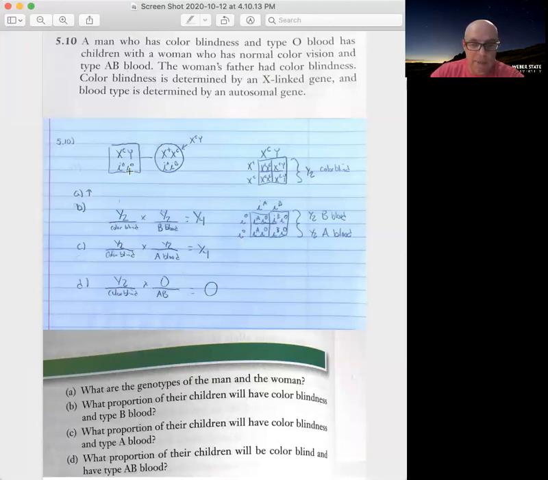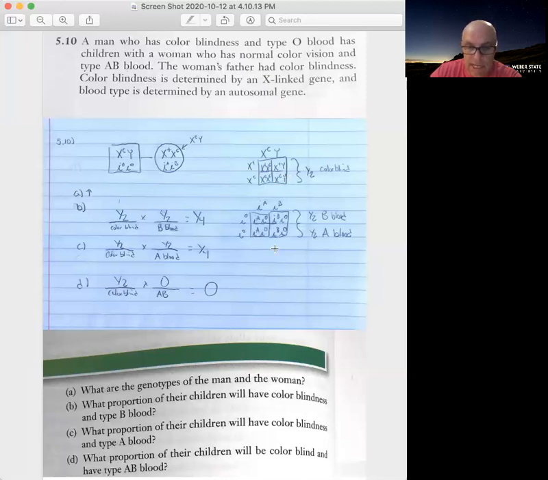Since these are independently assorting, we just treat these as two different monohybrid crosses. Here we do a monohybrid cross between a colorblind male and a woman that is a carrier for the colorblind allele. If we do that Punnett square, we see that half of the offspring will be colorblind. On this bottom row, you have a male that inherits the colorblind allele, and then you also have half of the females that will be X big C, X little c. And so half of the offspring will be colorblind.